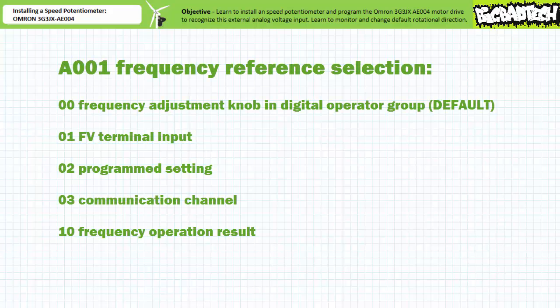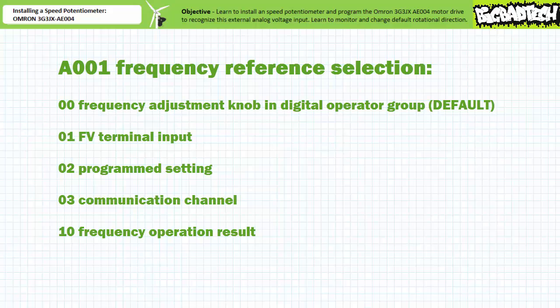Extended function parameter A001, frequency reference selection, has available several options. 00, the default setting, is the frequency adjustment knob in the digital operator group. 01 is the FV terminal input. This is the one we want to select today. 02 is a pre-programmed starting frequency saved in the F001 output frequency setting entry. 03 is over a Modbus communication channel. And finally, 10 is a more complicated frequency operation result.